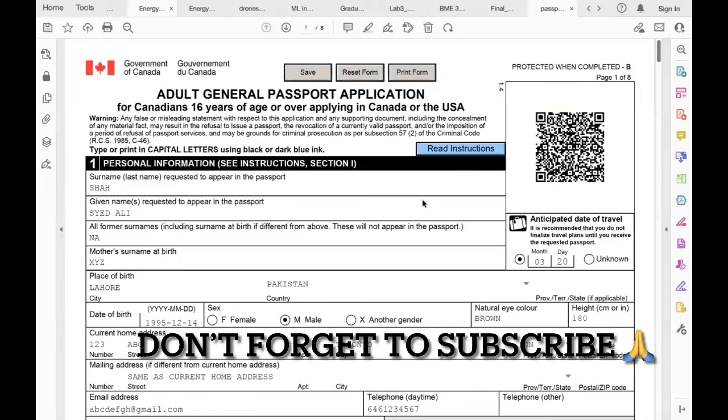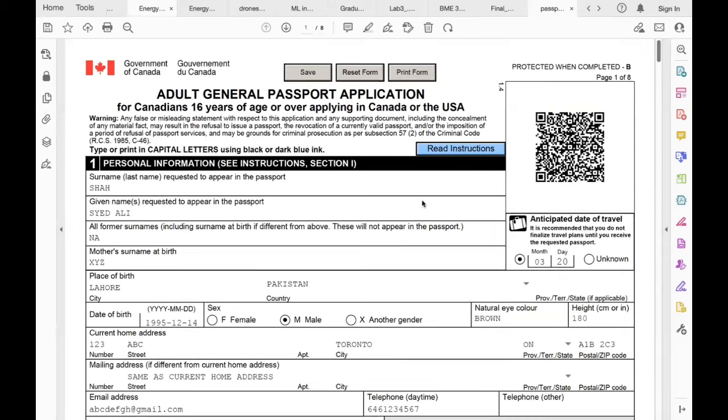Hi everyone. In this video, we are going to cover how to fill the passport application. If you are here, it means most of you already have your citizenship ceremony done. So you are a Canadian citizen now, and you are on the way to apply for your first passport. But keep in mind, you need your certificate of citizenship to fill this application.